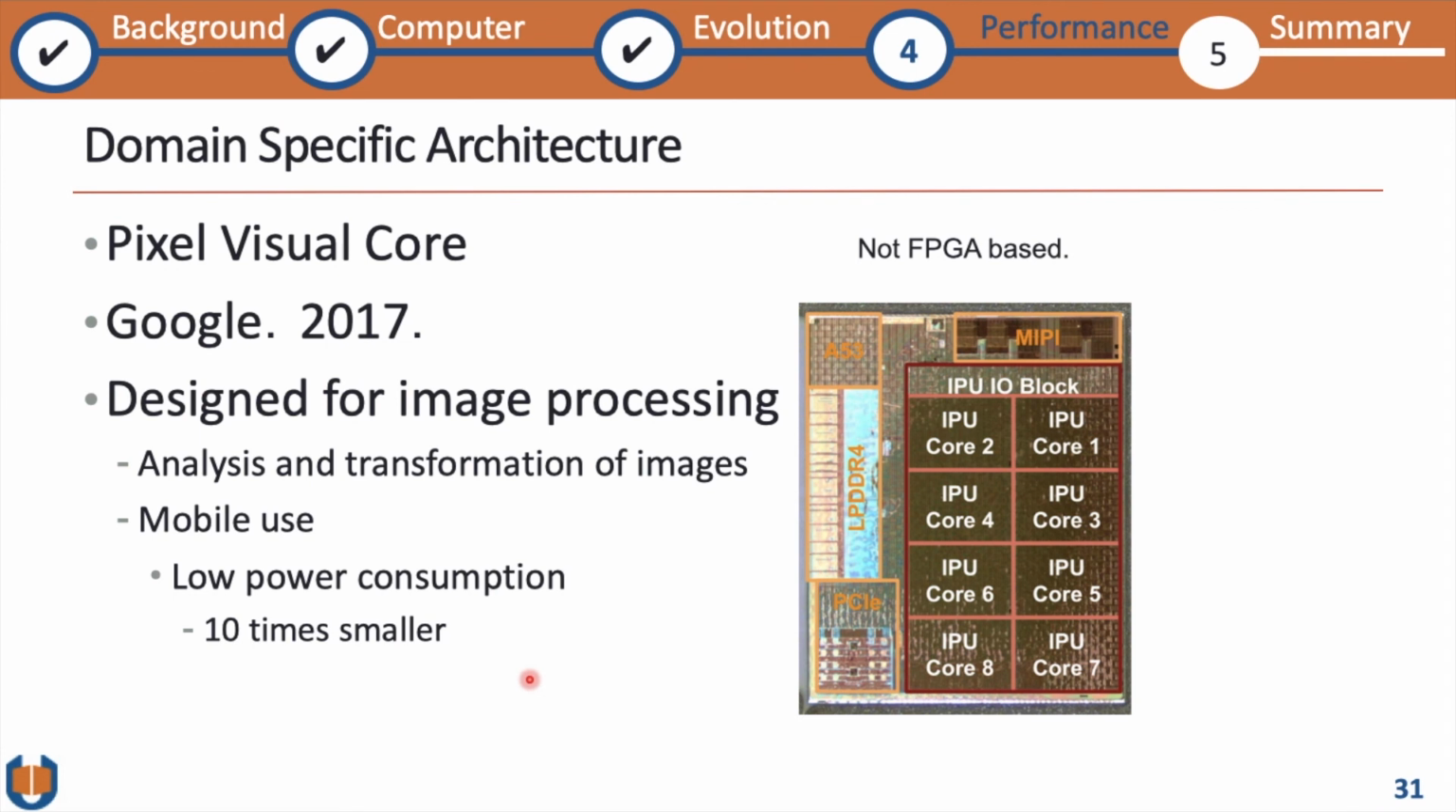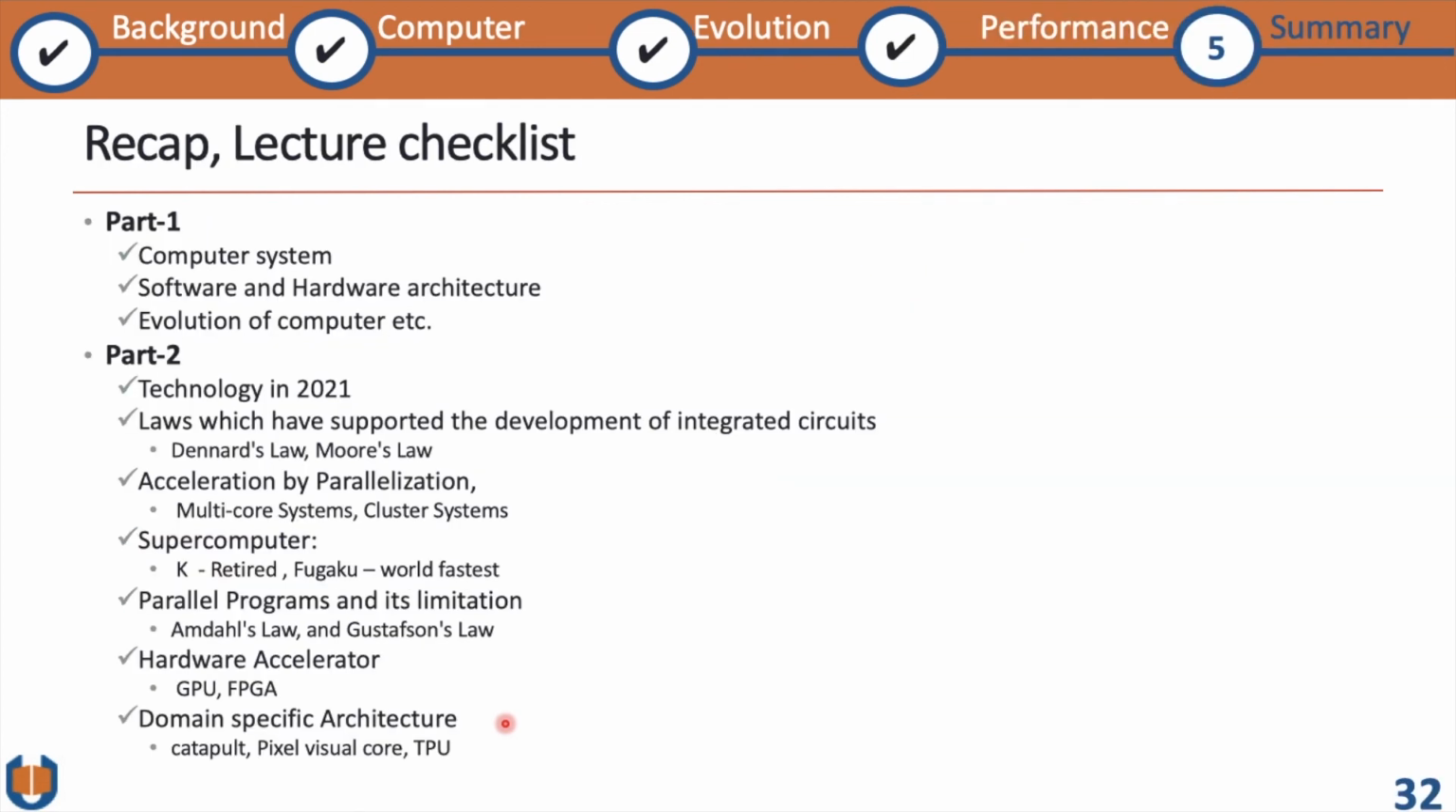Here is another one developed for another domain, graphics processing. It's the Google Pixel Visual Core, which is not FPGA based. It is small, and it is used mostly in the Google Pixel phone. You may have this phone. So these are the domain specific ones.